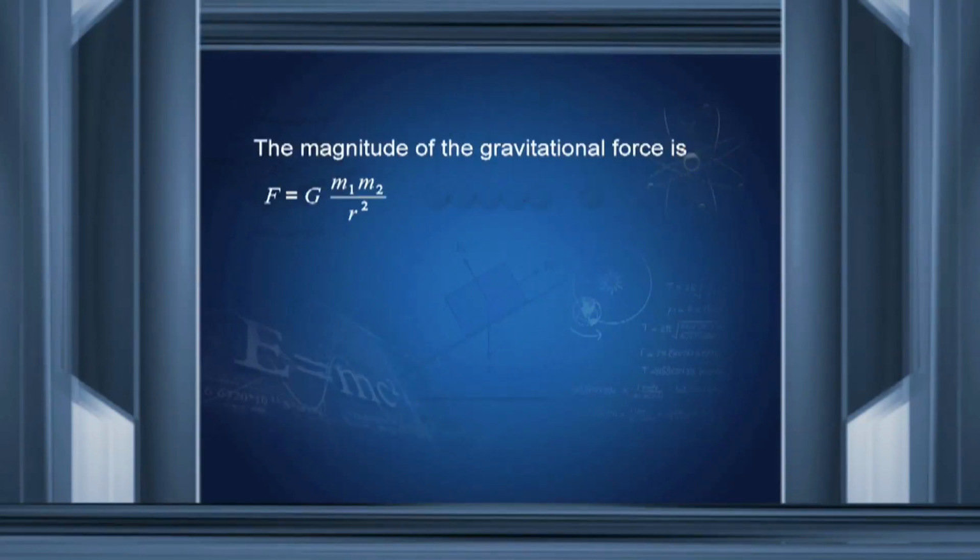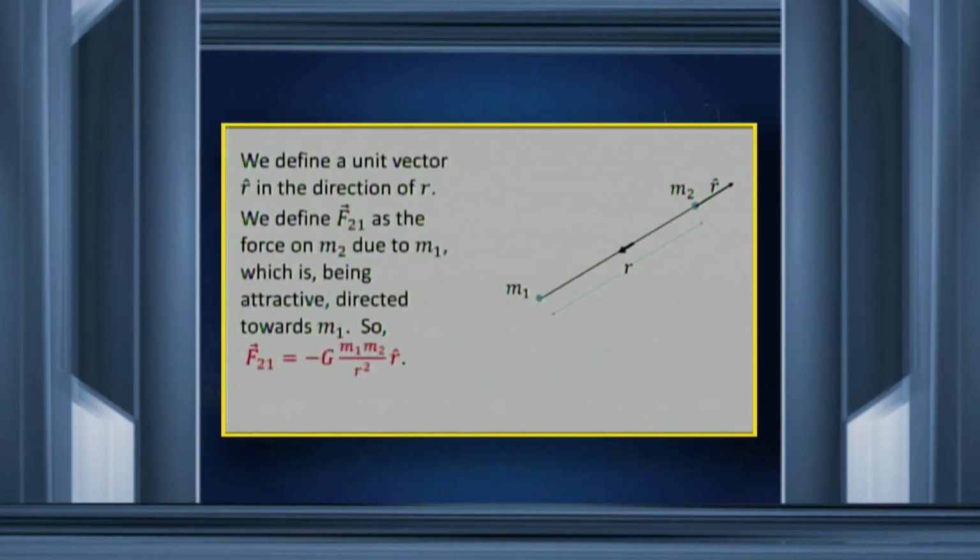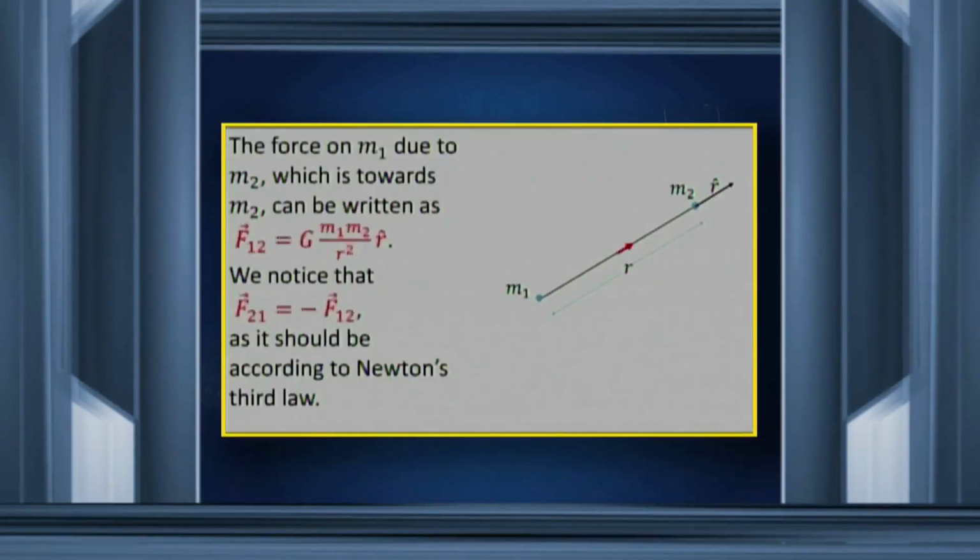The magnitude of the gravitational force between two particles of mass m1 and m2 is G m1 m2 by r squared. This is the magnitude of the force, but we all know that force is a vector quantity. Therefore, we must express the complete picture of the law of gravitation. You can see, I will show you again. Now, we consider the force acting on m1 by m2. This force attracts m1 towards m2. Therefore, this force is in the direction of this red arrow, in the direction of the unit vector.